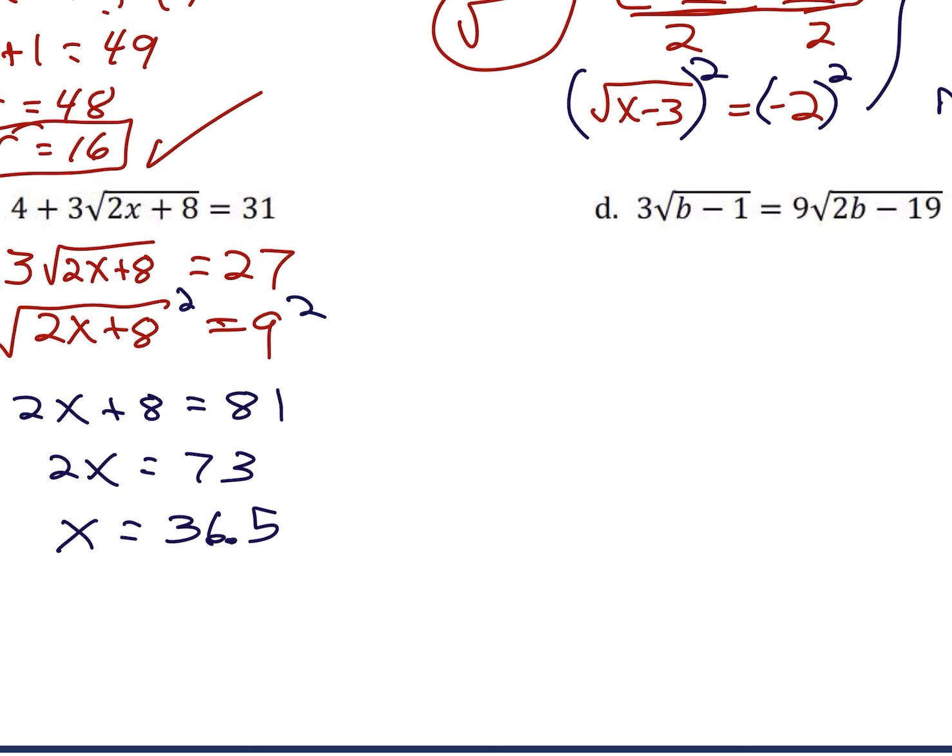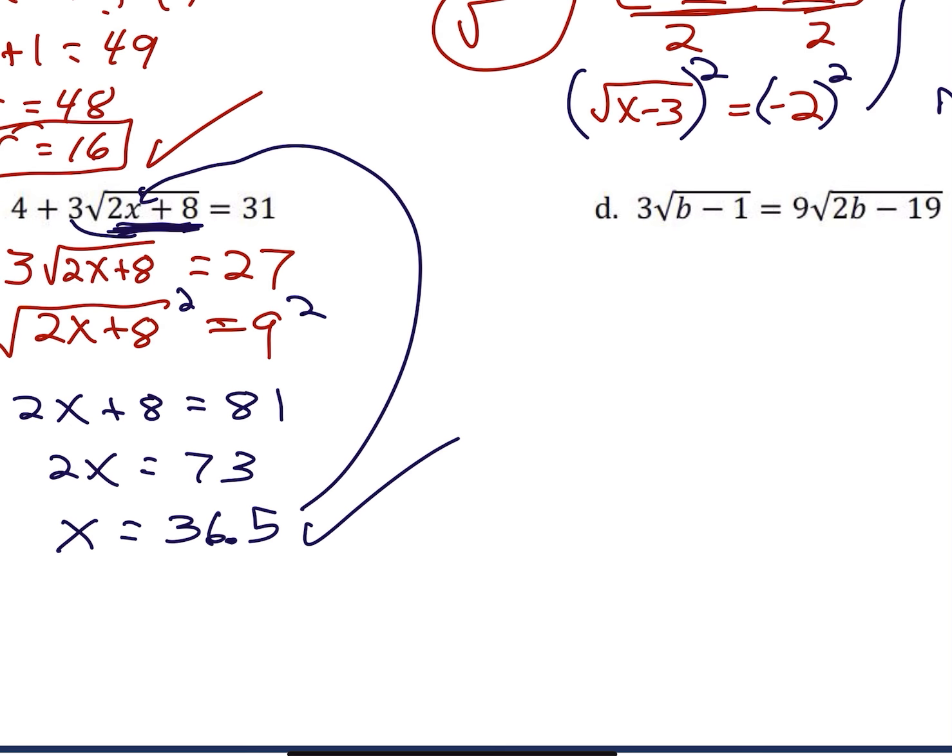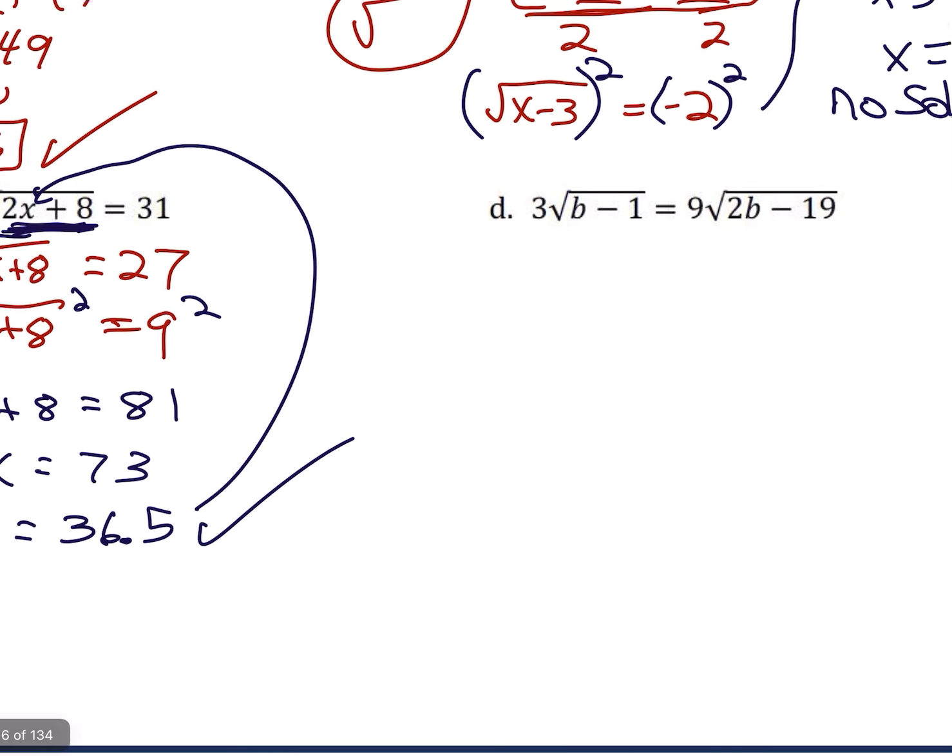Okay, so 36 and a half, if we were to put that back into the original for x, we would get twice that, which would be 73. 73 plus 8 is 81. The square root of 81 would be 9. 3 times 9 would be 27. Plus 4 is 31. You could check again, but that answer works.